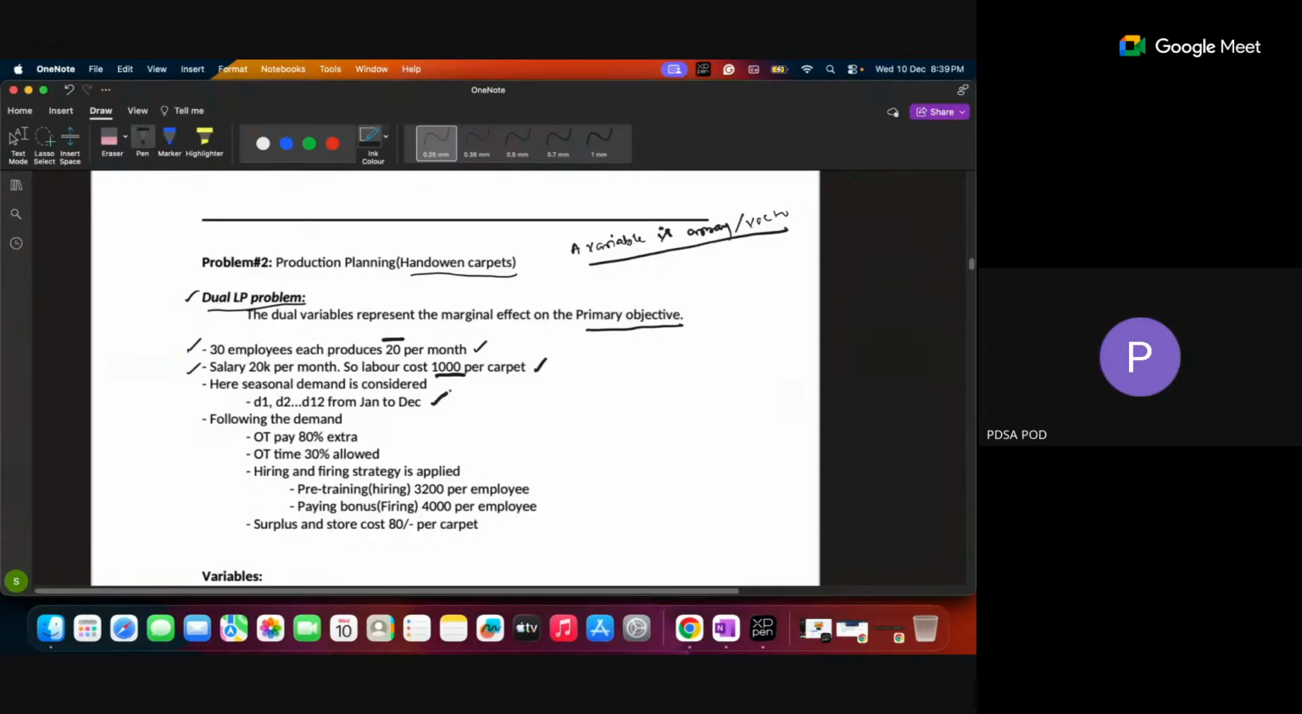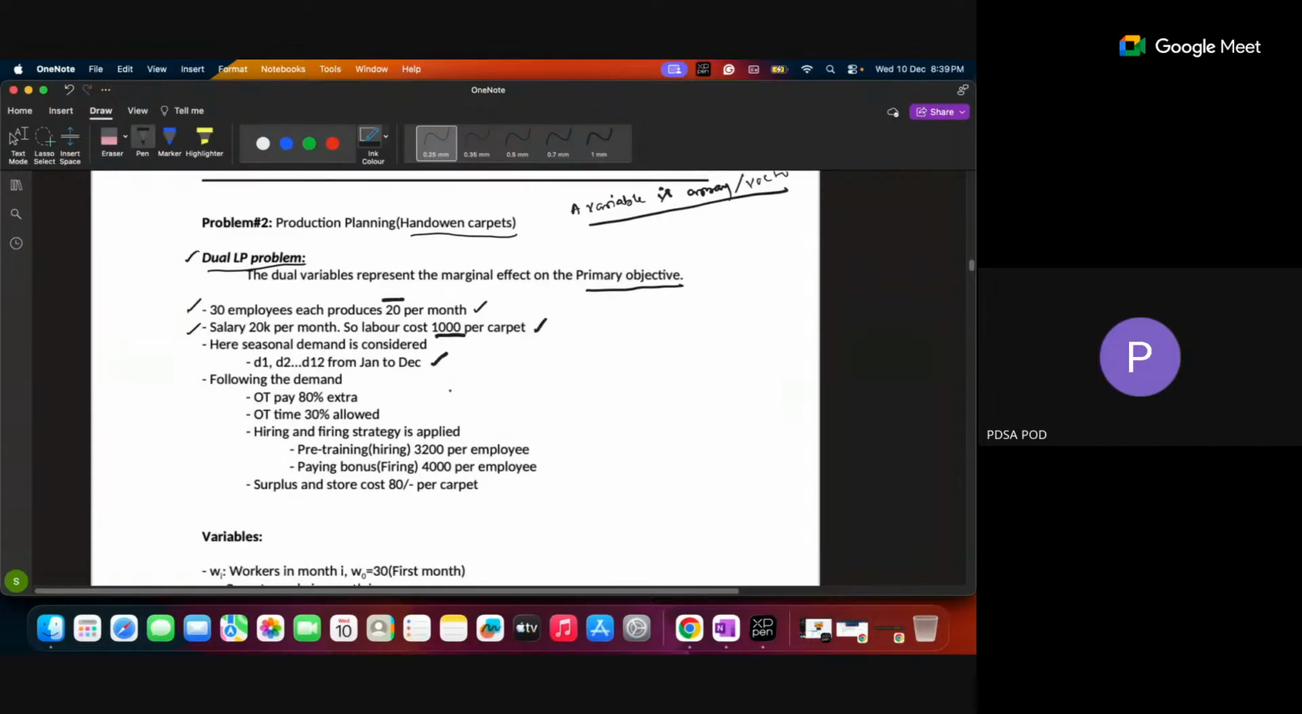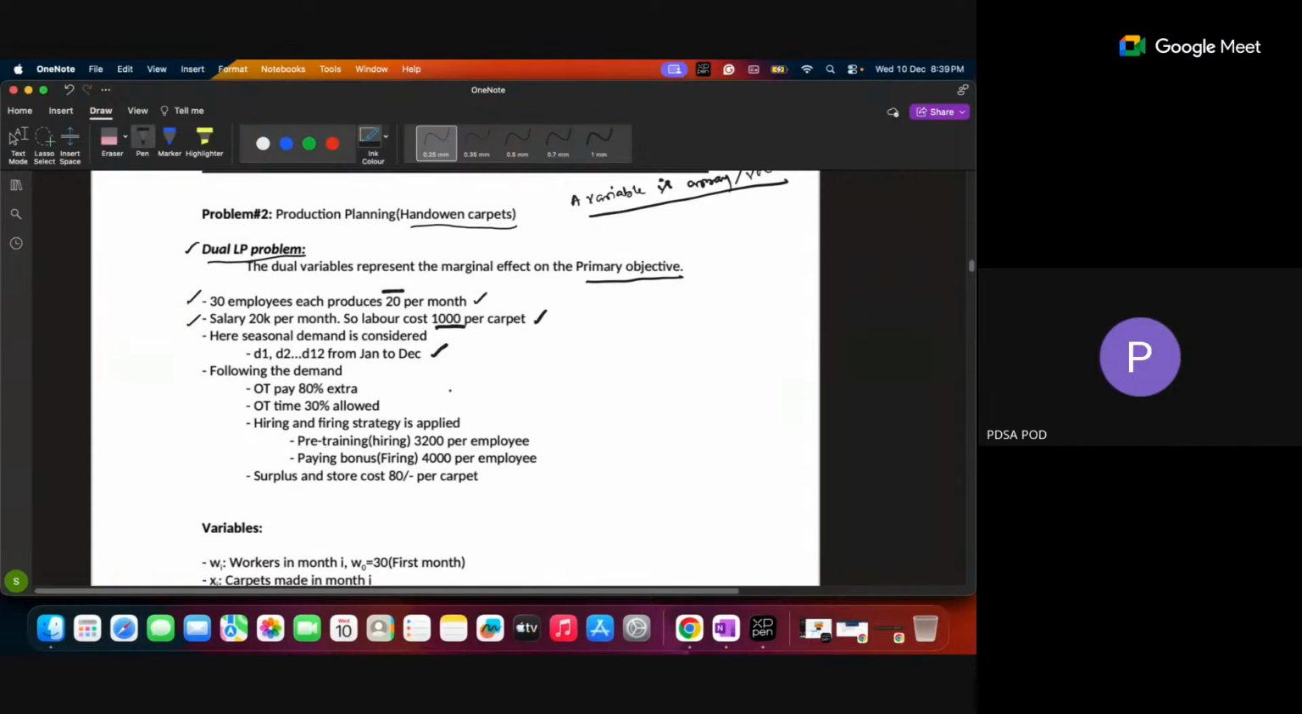Along similar lines, whenever demand is there, we try to take overtime from the employees. Whenever we take that overtime, we pay 80% extra. Maybe 1,000 rupees per carpet we are paying. Additionally, for every new carpet we need to pay 800 rupees extra. Additionally 80%. The actual cost is 1,000, plus 80%. But only 30% of time is allowed.